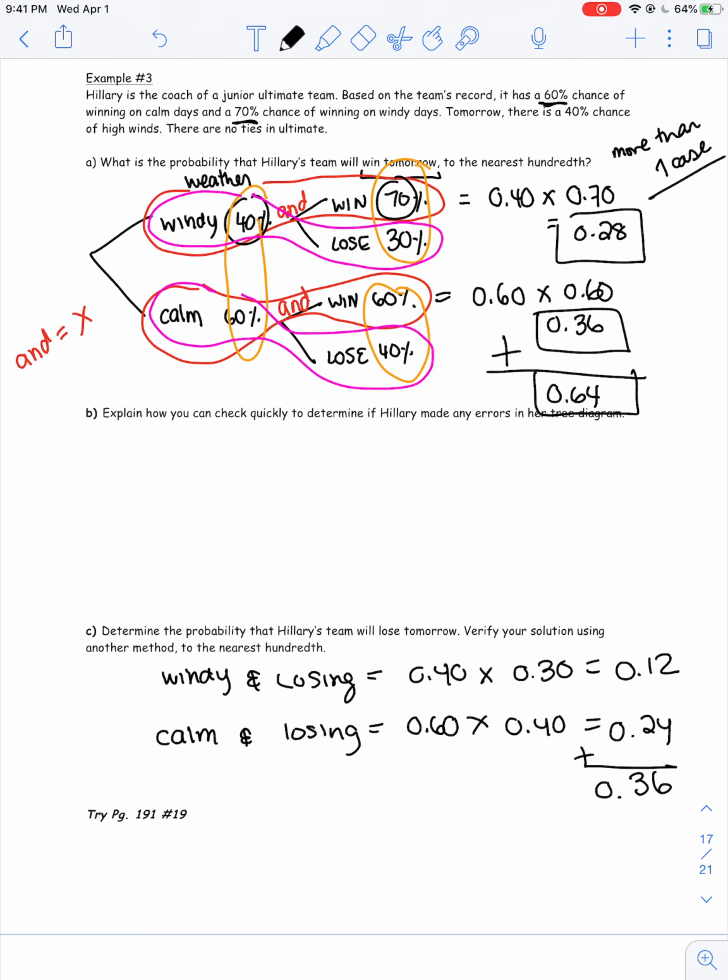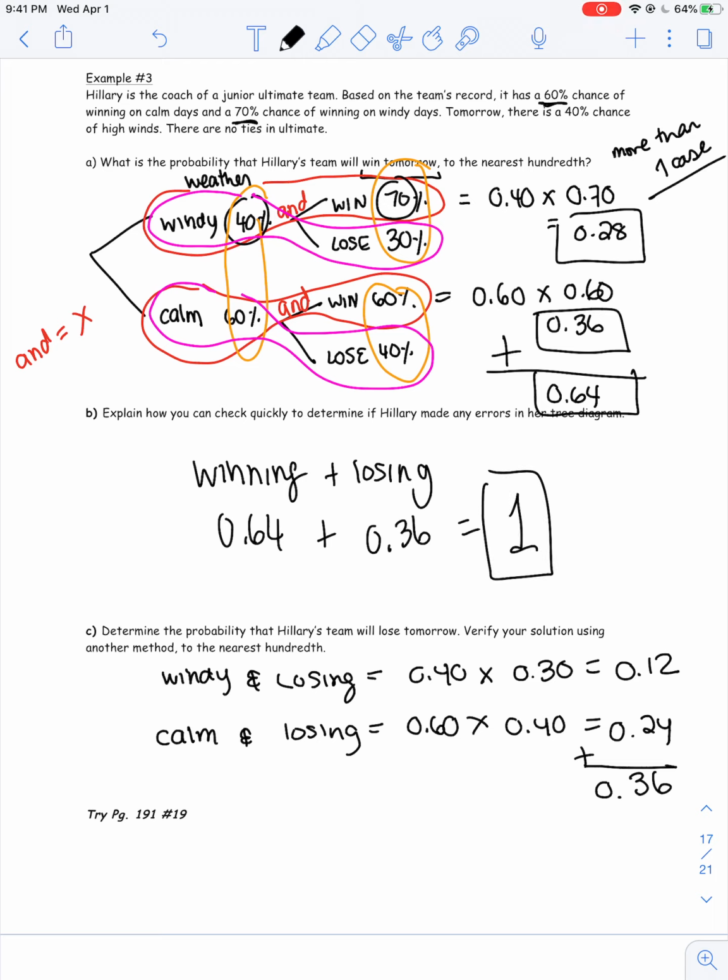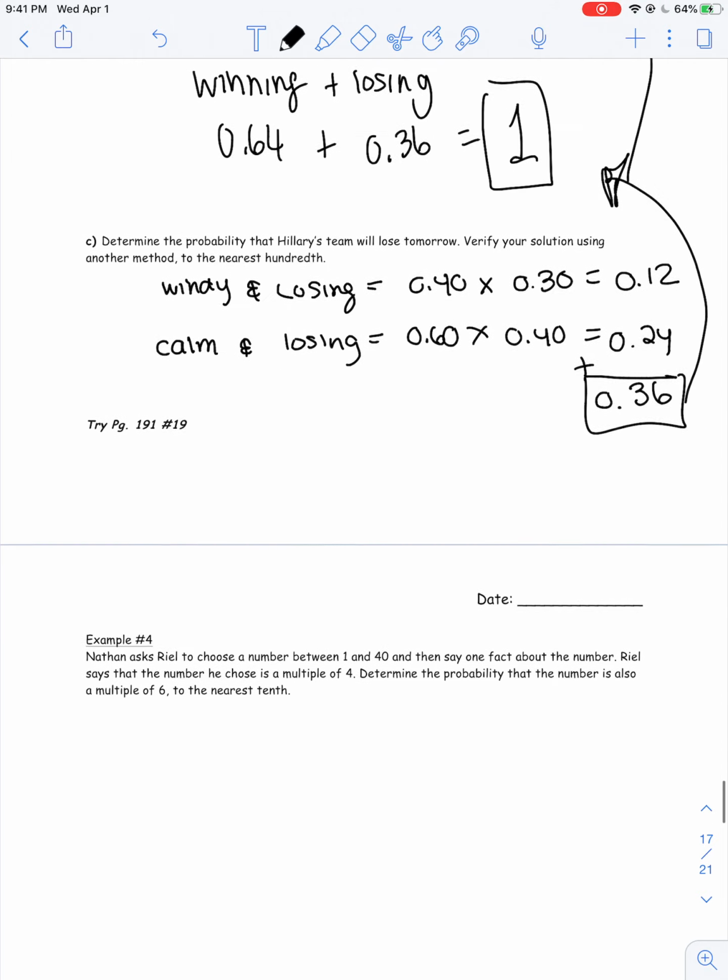Now, the way of checking is if you take winning plus losing, that's going to give you every situation that can happen. For example, winning was 0.64 and losing was 0.36. If you add them together, it should equal 1. All decimals, when it comes to probability, if they add up to 1, that's your total. That's every option included. So that's a way of checking to see if you got the right answer. Add your answer here and add your answer here, and they give you 1. So that is our check.